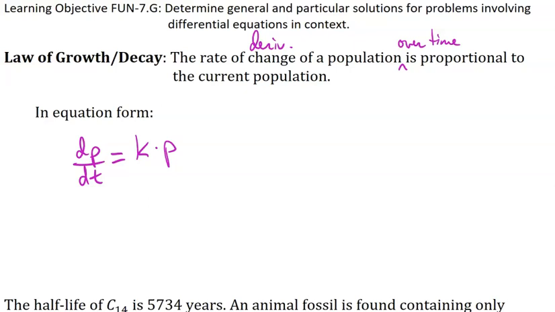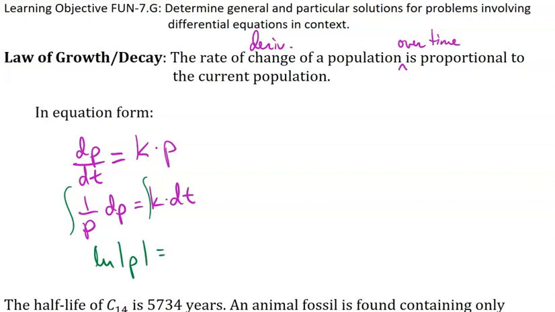All right, so then to solve this differential equation, I'm multiplying both sides by dt, dividing by P. So I have 1 over P times dP equals k times dt. Remember that k is a constant. It is not a variable. So then we are integrating both sides. Antiderivative of 1 over P is the natural log of absolute value P. And then antiderivative of k with respect to t is k times t. k is just a coefficient. And then we need our constant over on the right side.